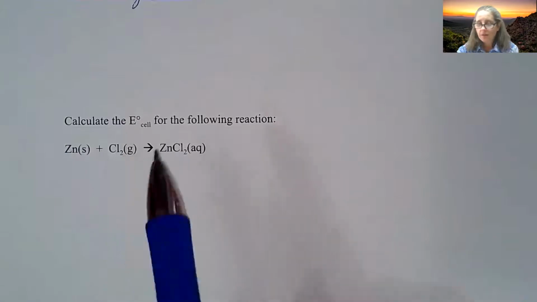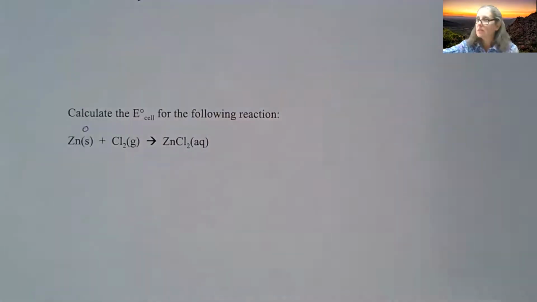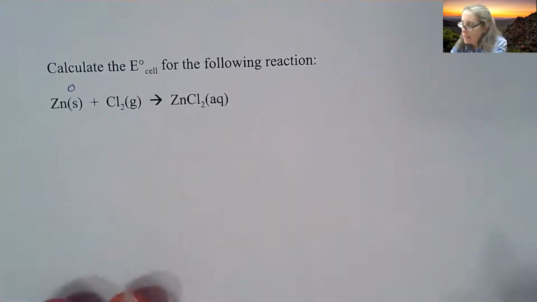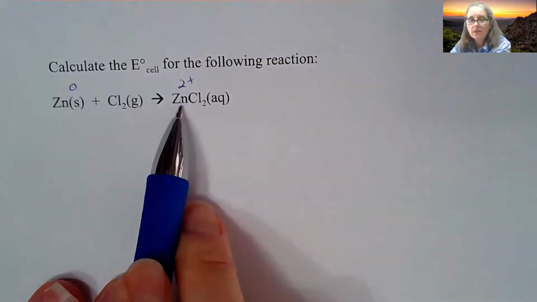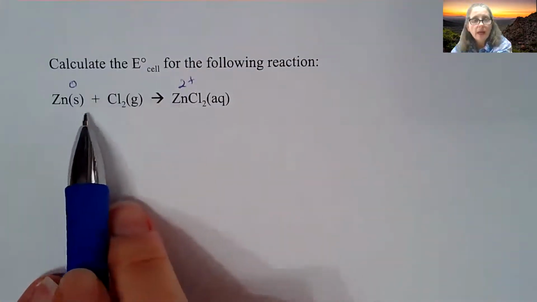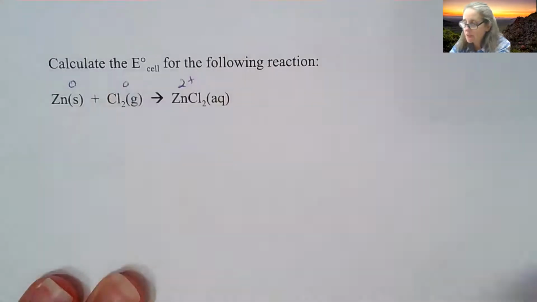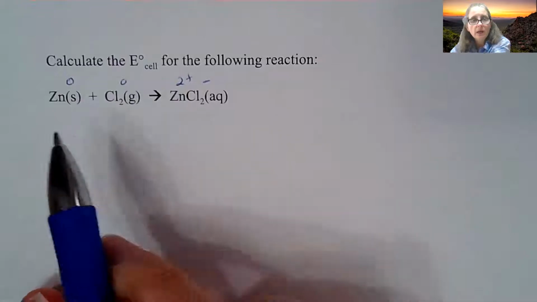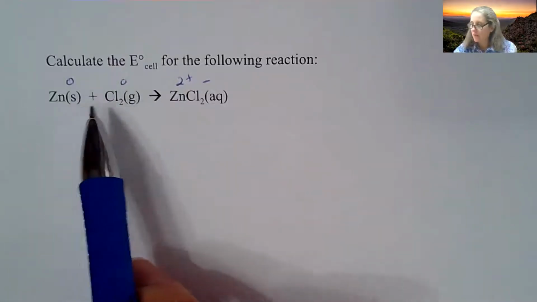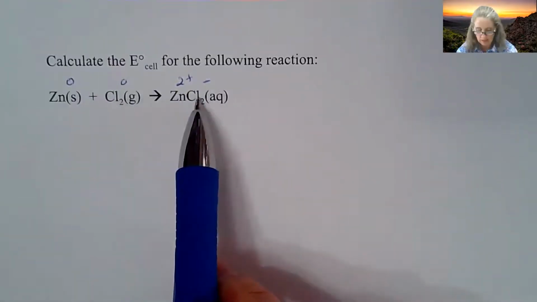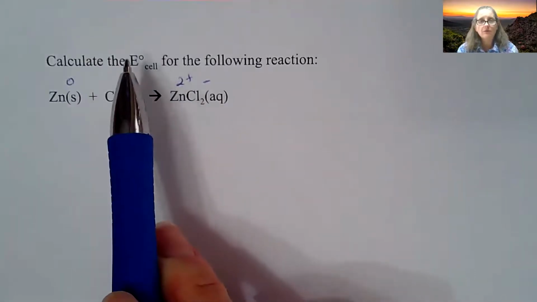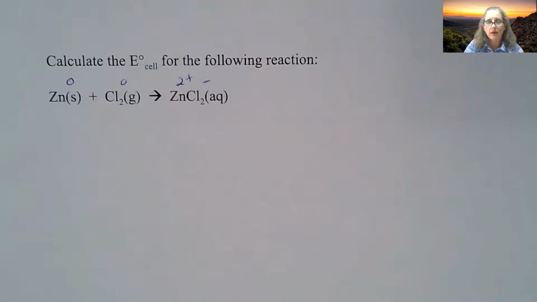Zinc is going from a 0 oxidation state to a 2+ oxidation state in zinc chloride. And Cl2 by itself would have a 0 oxidation state, and in a compound it would have a -1. So obviously zinc is undergoing oxidation and chlorine is undergoing reduction. See if you can write out the two half reactions and find the E cell for this reaction. I'm going to pause the video.